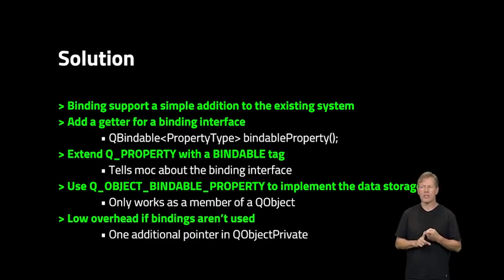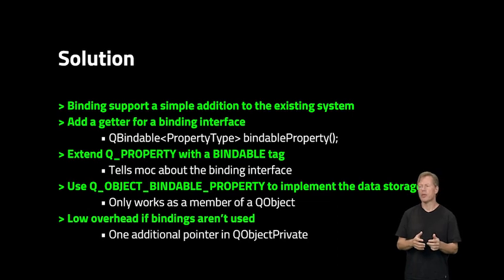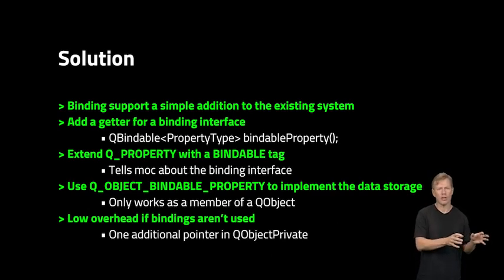So the binding support is now a simple addition to the existing system. We're adding a getter for a binding interface that you can get. It's called QBindable of the property type, for example int, the bindable property. So with that you can actually access all the binding properties for the property inside QObject. We extend the Q_PROPERTY macro that we have with the BINDABLE tag, which tells moc about the binding interface, so it can generate the introspection data for runtime introspection that we need.